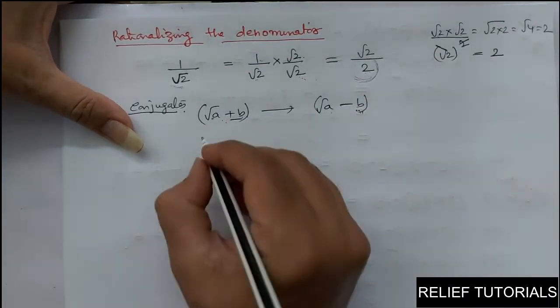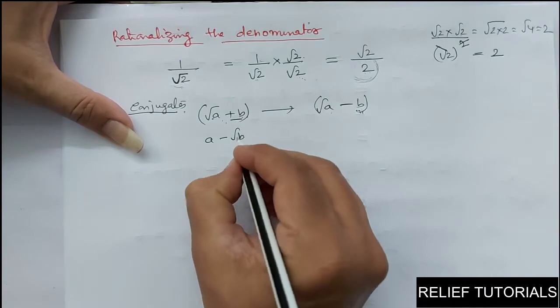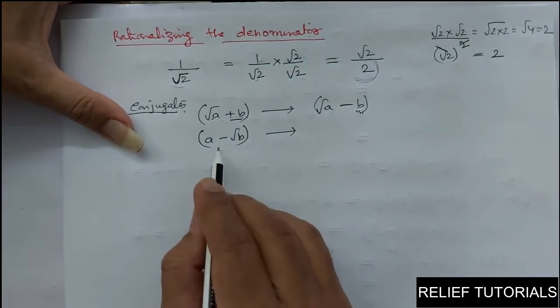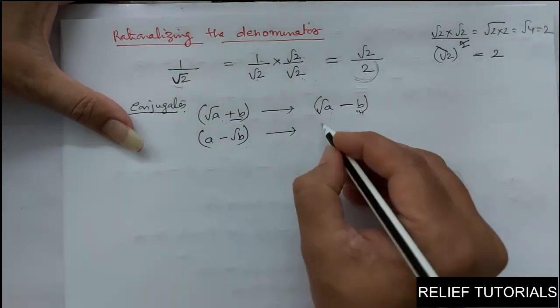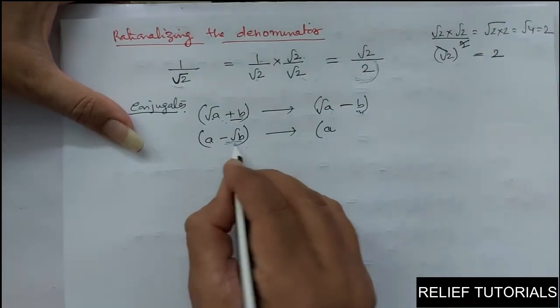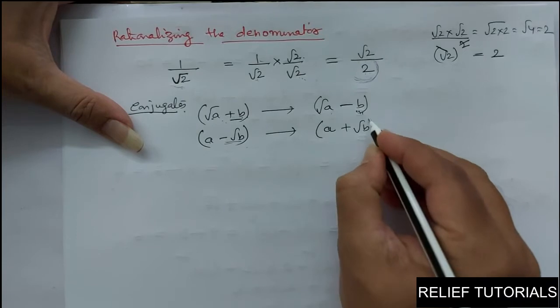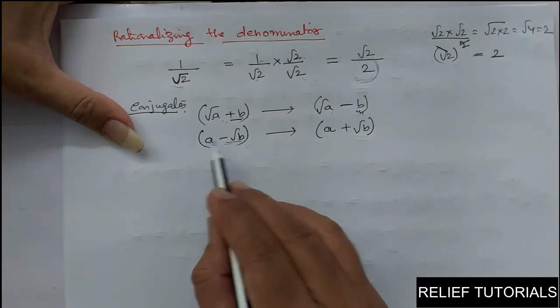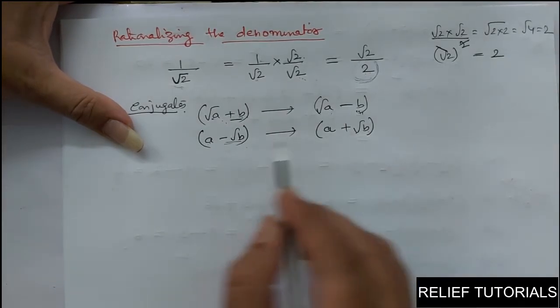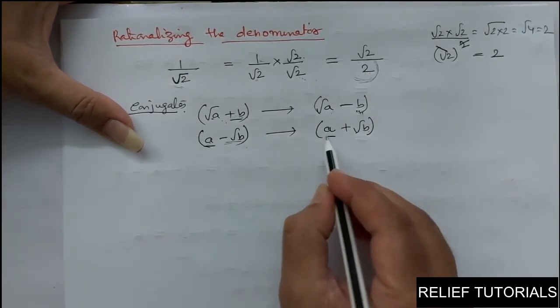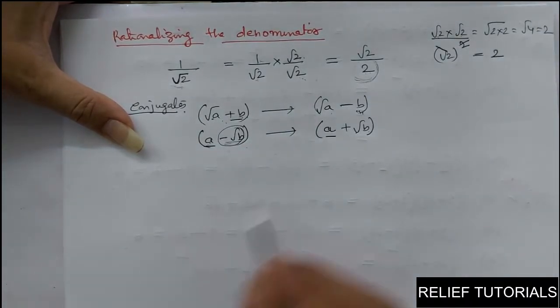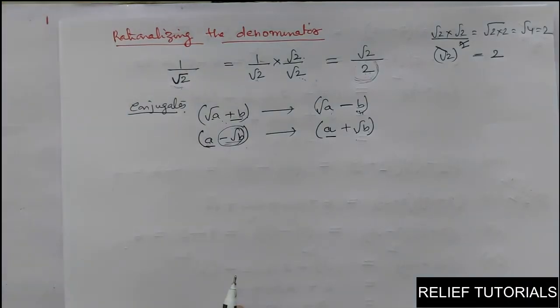Clear? Now a minus root b. You want to write the conjugate of this, a minus root b. The first term as it is, that is a, and the second is minus root b, so you will write plus root b. Clear? This is called conjugate. Have you got it? So the conjugate of a minus root b is a plus root b. Nothing you have to do. First term you write as it is and you change the sign of the second term. Clear? That is called conjugate.